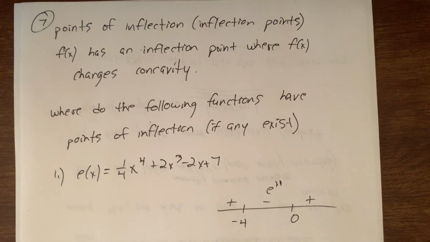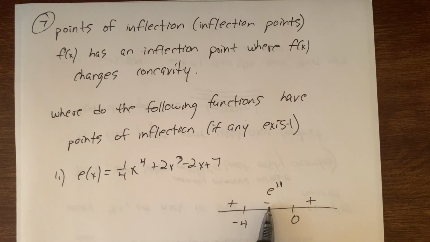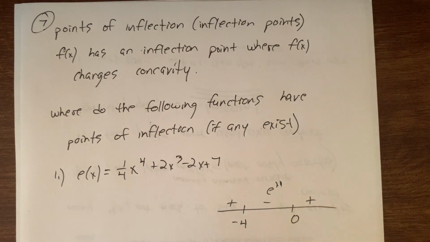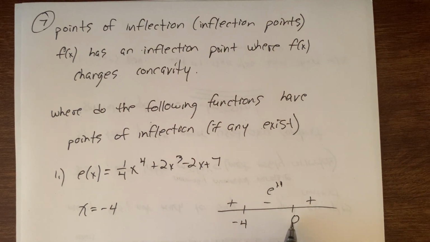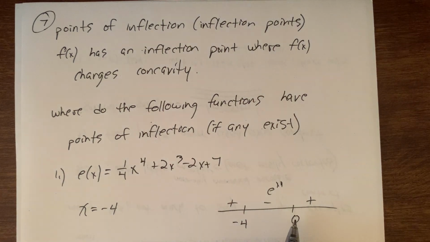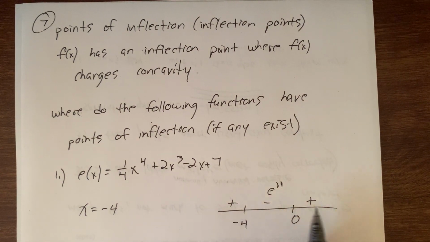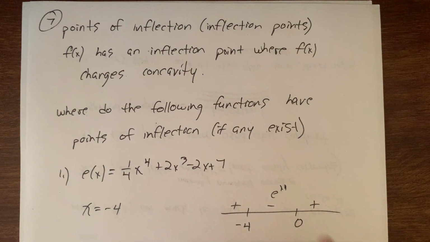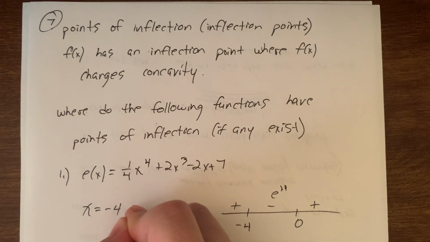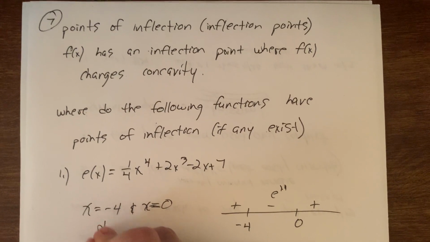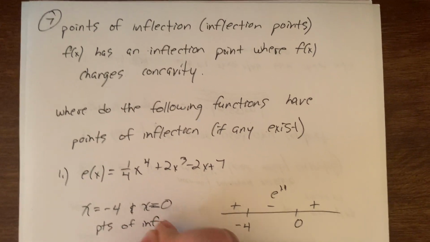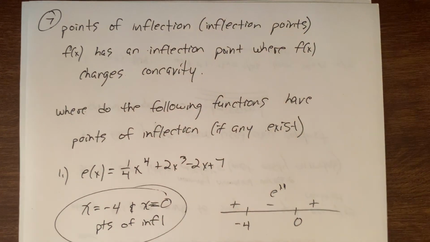So the points of inflection, well, concave up to concave down, you change concavity. So -4 is a point of inflection, and so is 0. With local max and mins, there is a difference going plus minus to minus plus. But when we're talking about points of inflection, there is no difference. Both x equals -4 and x equals 0 are points of inflection.